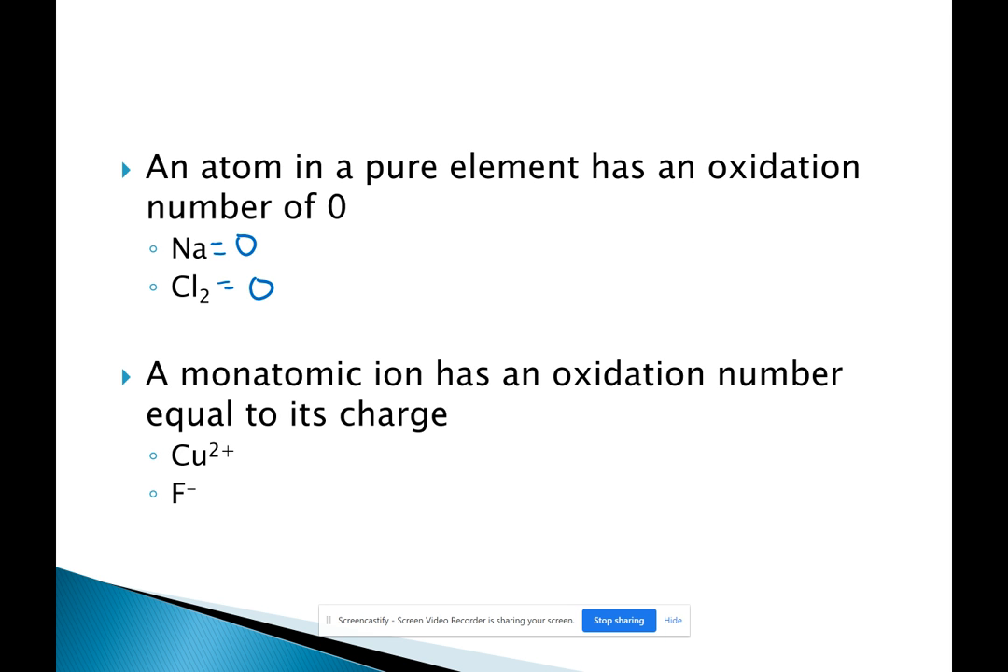If you have a monatomic ion, its oxidation number is equal to its charge. So monatomic ion is a 1-atom ion, and its oxidation number is equal to its charge. So if I have the copper 2 ion in my reaction, the oxidation number of copper 2 is +2. If I have the fluoride ion in my reaction, its oxidation number is -1. It's just its charge.